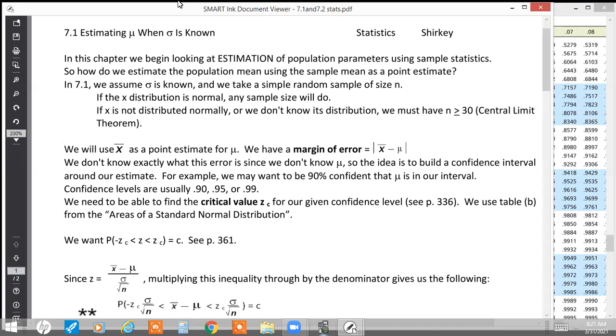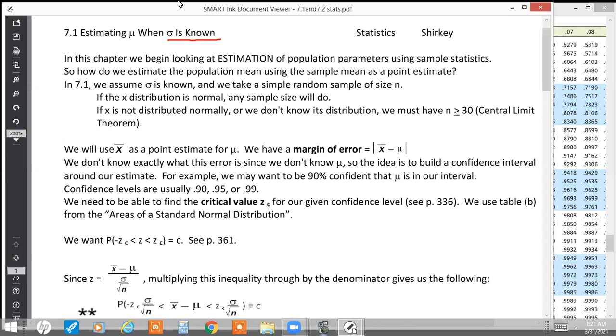Okay, we're looking here at section 7.1. We're estimating the population mean mu when sigma is known. And as was pointed out in a video we watched in class, it is rarely the case that sigma is known. So the more realistic stuff you would conceivably be doing is starting in section 7.2.